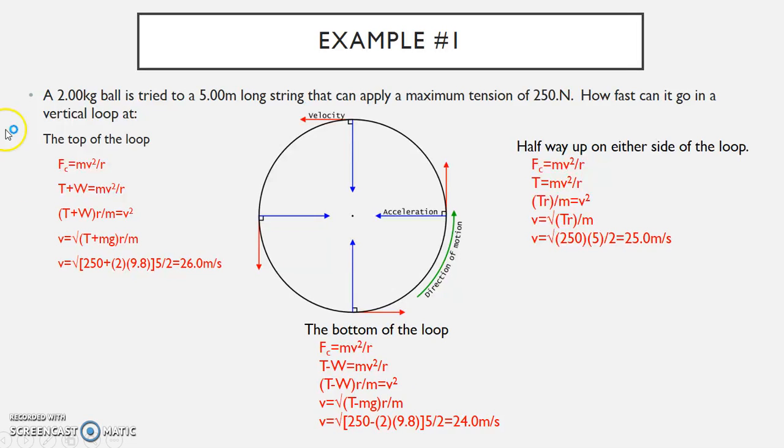So notice the difference in the equations here. We have the plus sign and then the minus sign. So that's why you're going to have a different result of 24.0 meters per second at the bottom of the loop. Now compared to halfway on either side, we're not going to incorporate the gravity at all, so we're just going to be looking at the radius. So look at the formula for either side of the loop. It's going to be velocity equals the square root of the tension times the radius divided by the mass. And if we add those numbers into the equation and solve for it, we should get 25.0 meters per second.